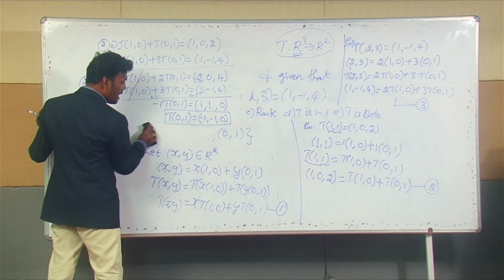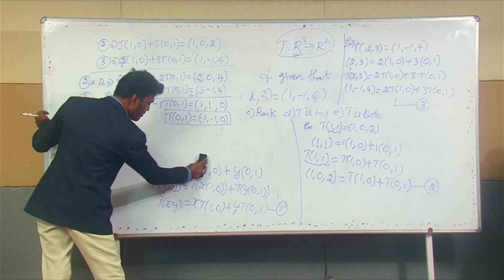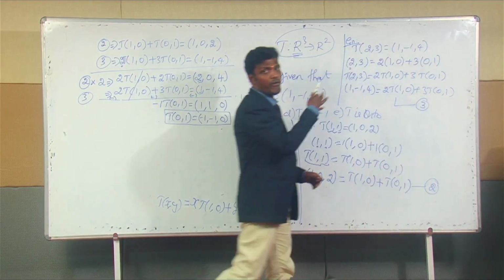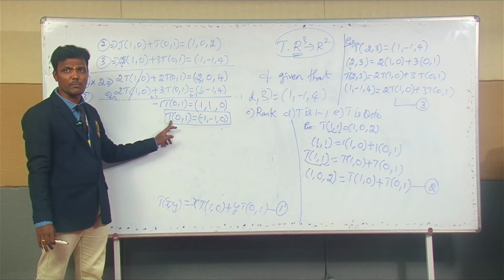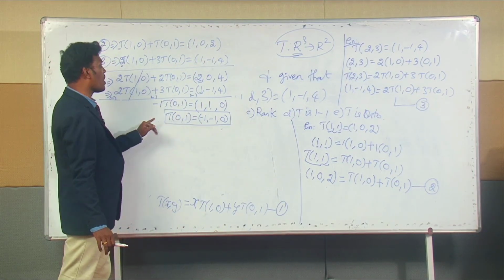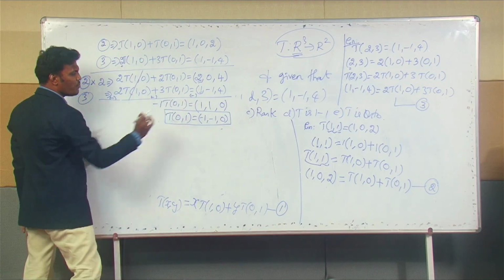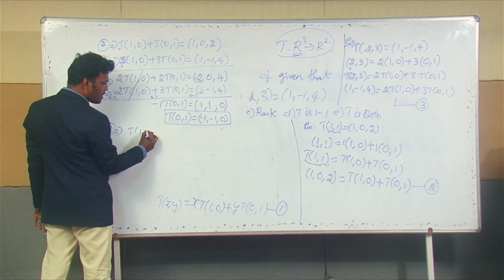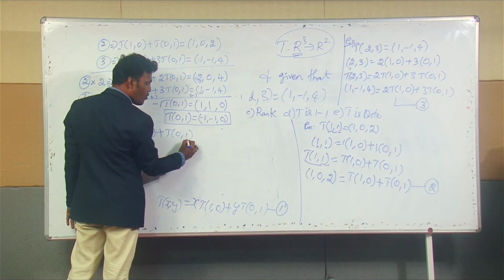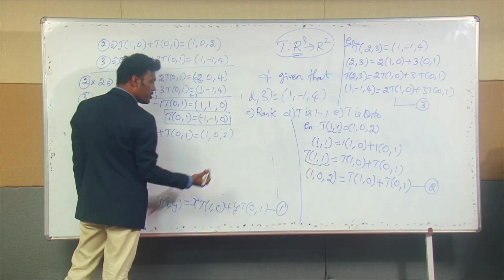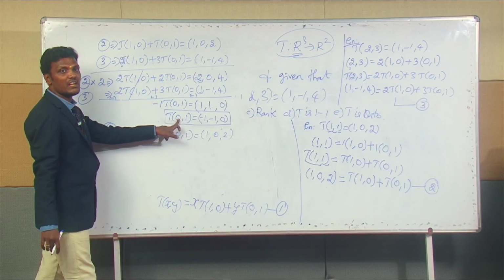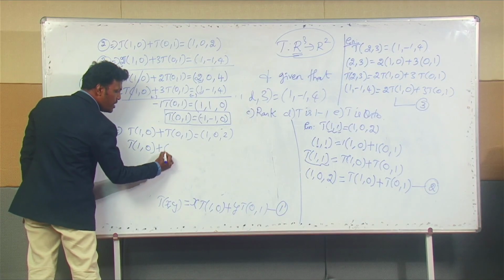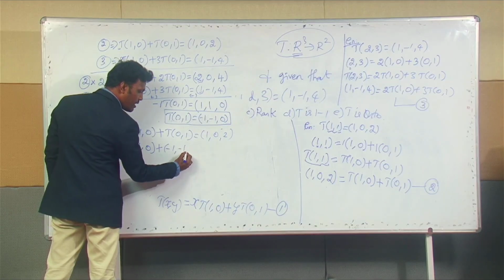Similarly, we have to find the other value. Just substitute this T of (0, 1) into any one of the equations. We arrived at the value of T of (0, 1). Better to substitute it in the second equation. What is your second equation? T of (1, 0) plus T of (0, 1) is (1, 0, 2). Just substitute the T of (0, 1) value in this expression to get T of (1, 0). T of (0, 1) is (-1, -1, 0).